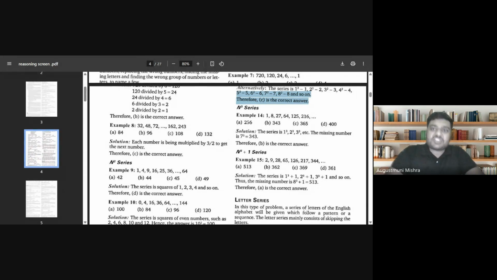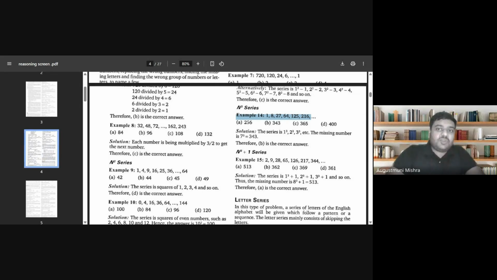I will just move to another part, that is the n cube series. Okay, so what is the n cube series? Here you have to multiply a number 3 times. Okay, like I'm talking about this example 14. So you have to multiply the number 3 times.